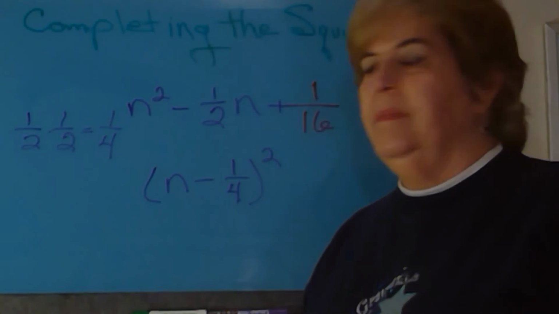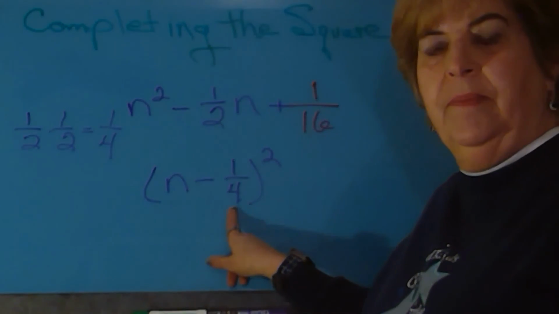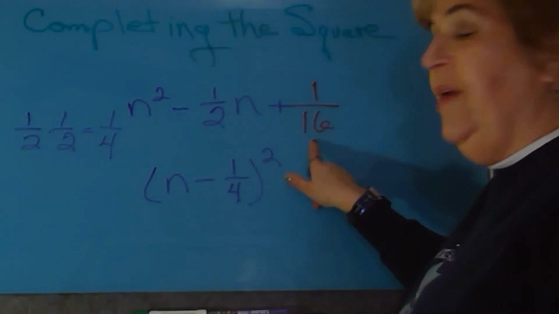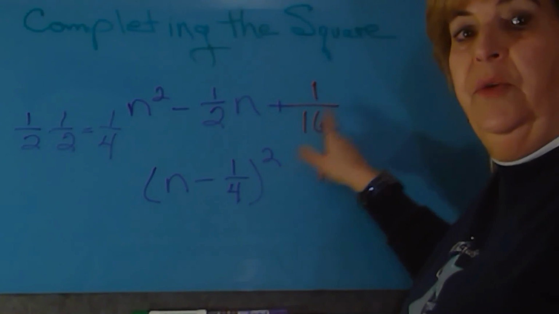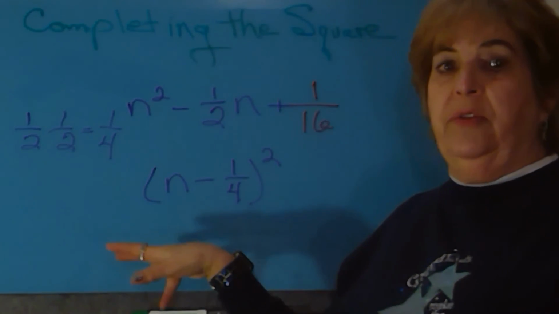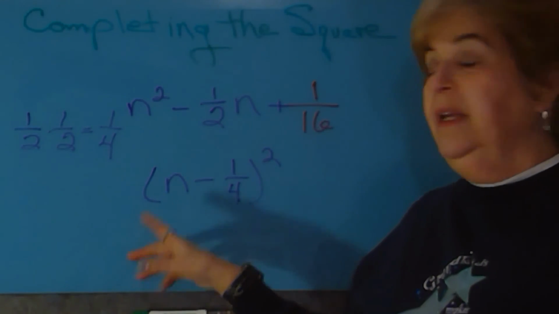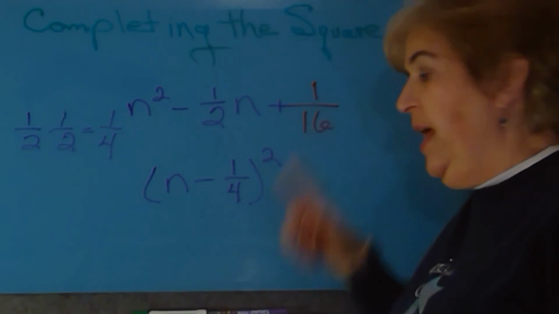Now, why couldn't we just put the 1/4 here and been done with it? Because you have to know what you're adding to this side so you know what you're going to add to the other side. So don't try to cut corners, okay? You're doing this for a reason. When you add it here, you're also going to add it to the other side.